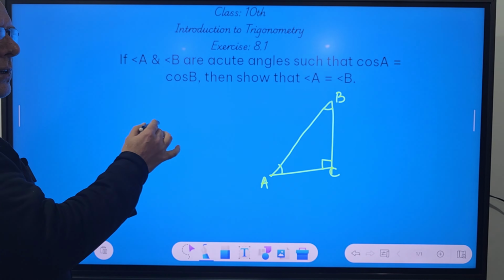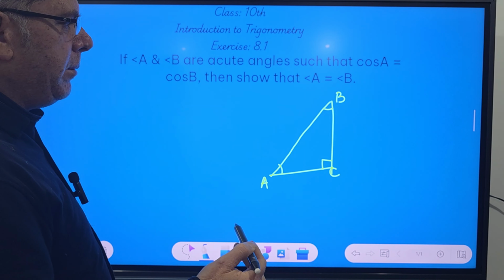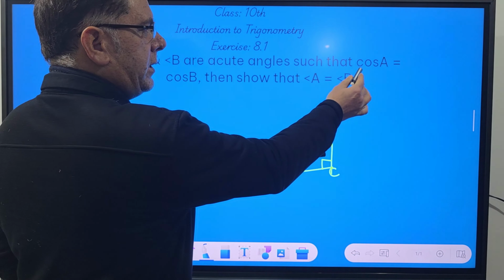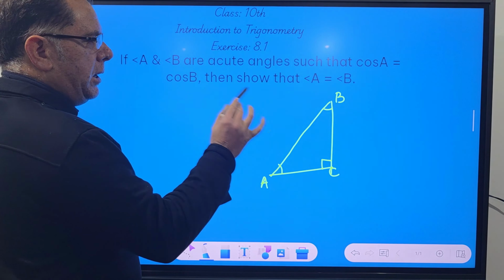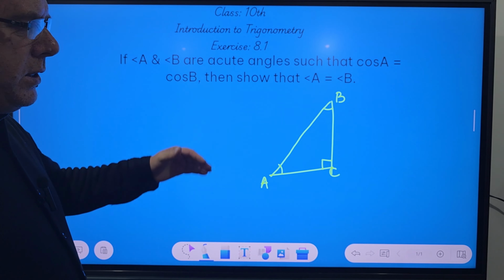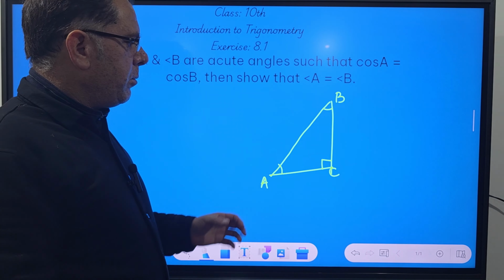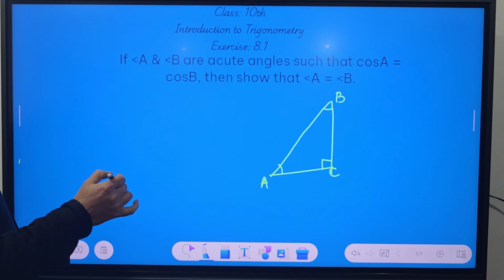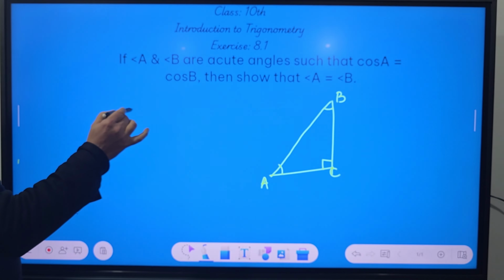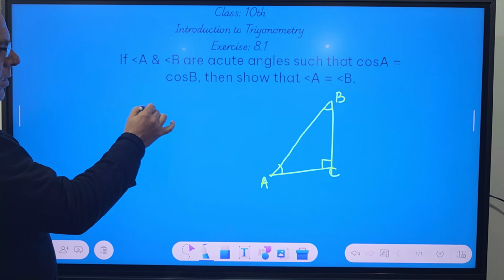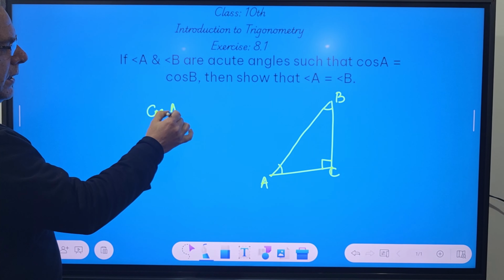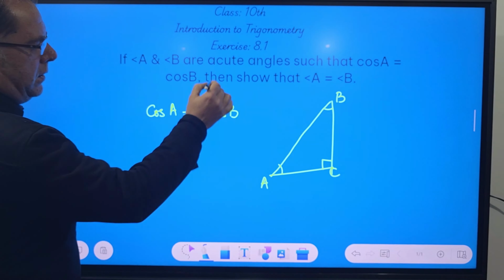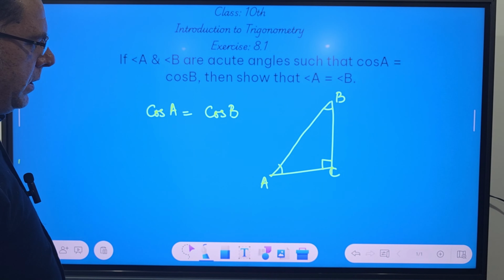So angle A and angle B are acute angles, and also we are given that cos A is equal to cos B. Now this is a given condition. So with the help of this given condition, we have to prove that angle A is equal to angle B. First of all, let us write the first condition given here: cos A is equal to cos B. This is the given condition in the question.